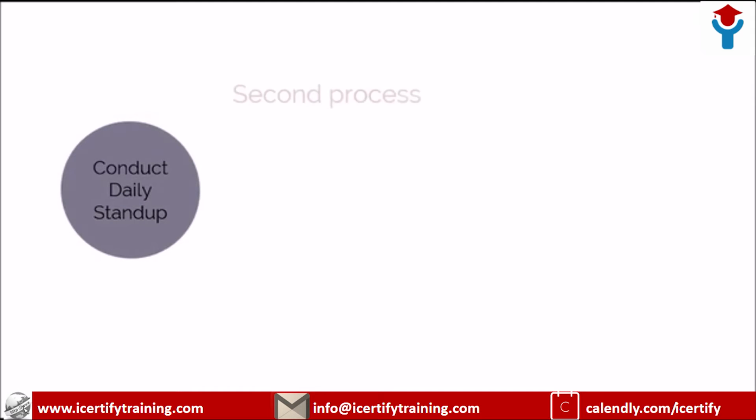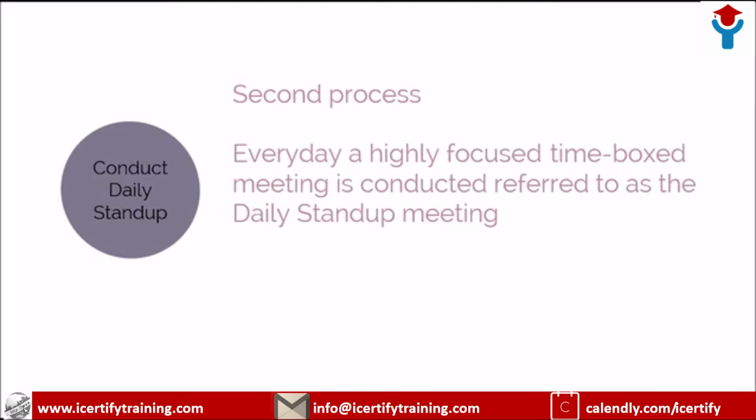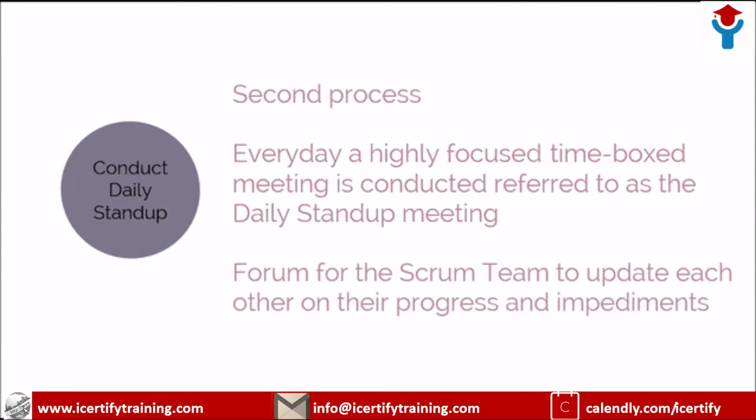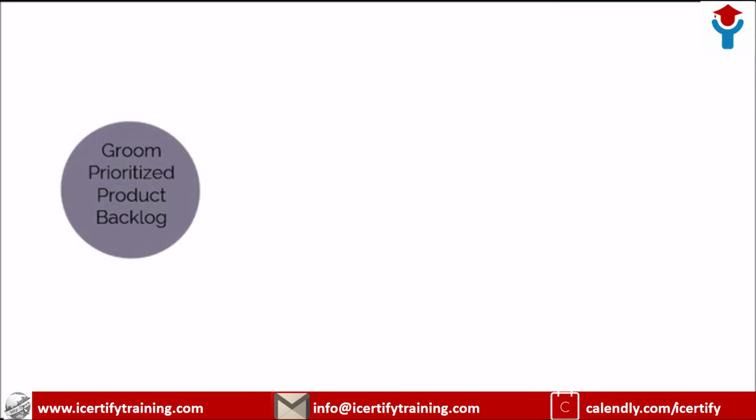The second process performed is conduct daily stand-up. Every day, a highly focused, time-boxed meeting is conducted, which is called the daily stand-up meeting. This is the forum for the Scrum team to update each other on their progress and any impediments they may be facing. The last process conducted during the implement phase is Groom prioritized product backlog.